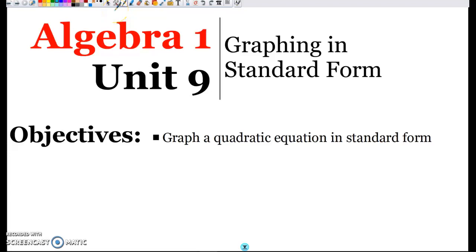First video of Unit 9, graphing in standard form. And this is going to be different than everything that we've done in Unit 8. Unit 8 was factored form. So we are going to change our method of graphing.